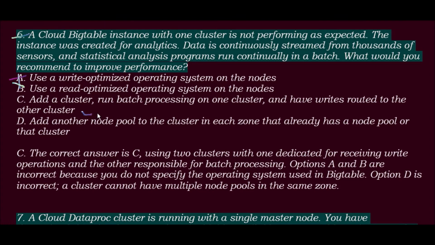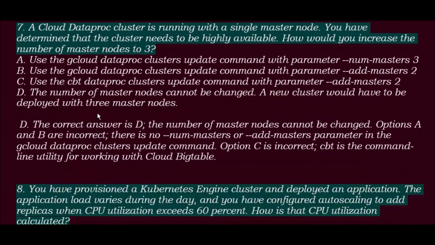Okay, now option D: add another node pool to the cluster in each zone that already has a node pool. That is not suitable in this case because a cluster can't have multiple node pools in the same zone. Okay, that's why option D is incorrect. Here, the correct answer is option C. Now, next question.